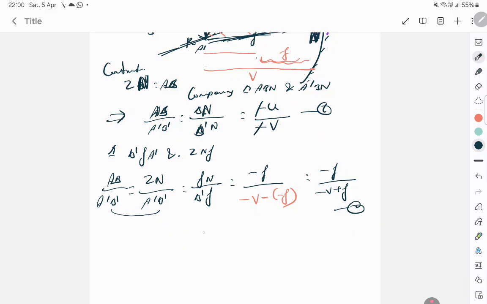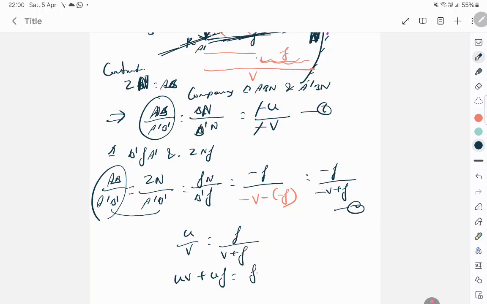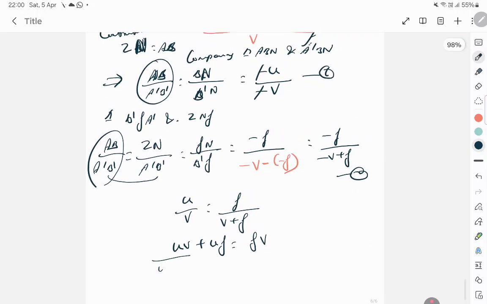Can we equate 1 with 2? Because this is also AB by A dash B dash, this is also AB by A dash B dash. U by V is equal to F by V plus F. Cross multiplying, UV plus UF is equal to FV. Now dividing throughout by UVF, the common terms get cancelled.